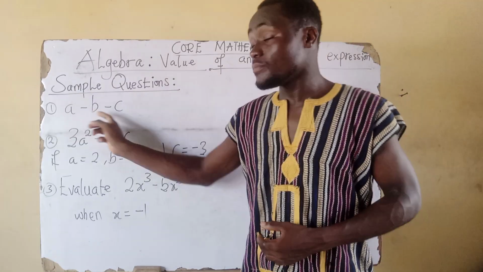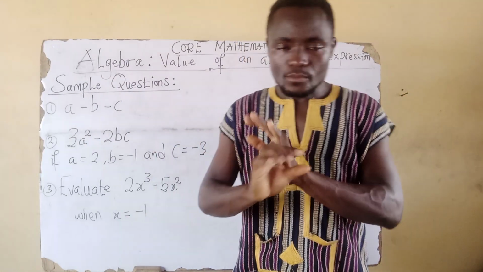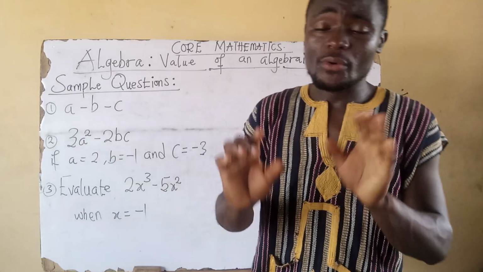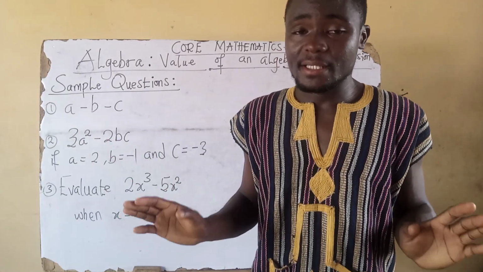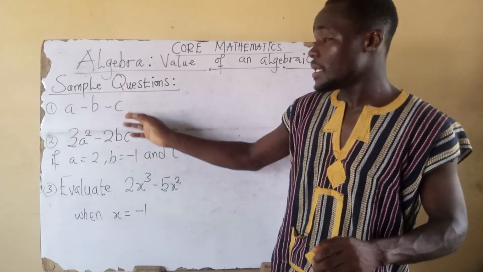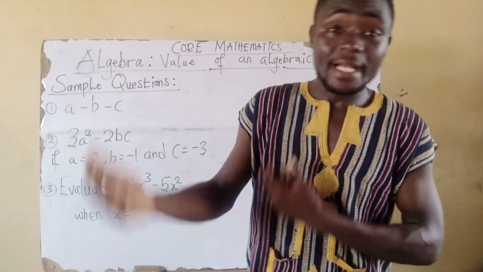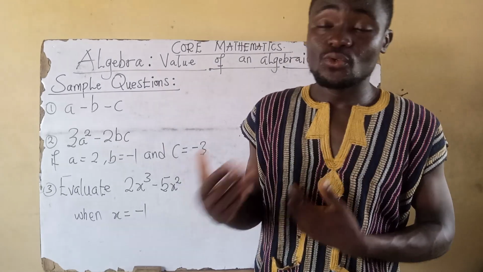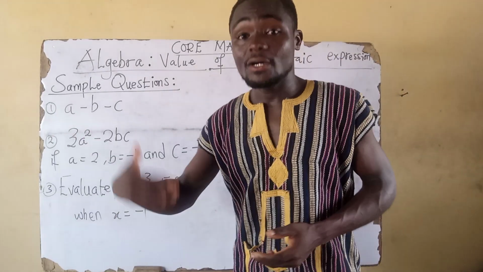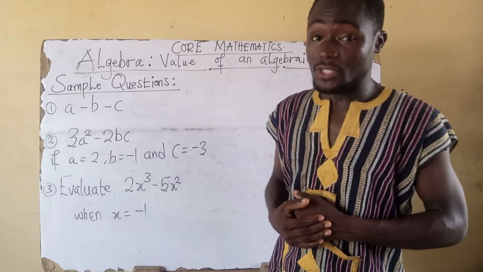Over here, this is an algebraic expression. It is an expression because we don't have any equal sign in it. And there are variables that are coming into play. That is why we term this one as an algebraic expression.